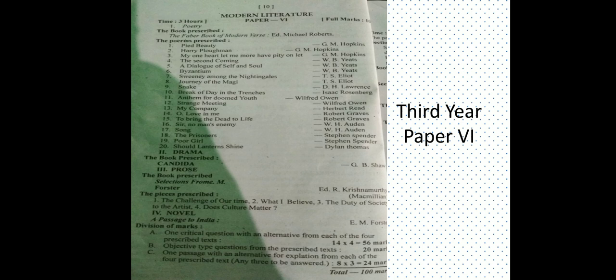The sixth paper is titled Modern Literature. In this part we have to study several poems. We have 20 modern poems. Earlier, in the first year, we read Victorian poems, romantic poems, or metaphysical poetry. Now we have to study modern poems, meaning poems written in the 20th century and later. All the important modern poets like Eliot, W.B. Yeats, Wilfred Owen, W.H. Auden, Robert Graves, Stephen Spender, Dylan Thomas, all those important poets of English literature have to be studied.